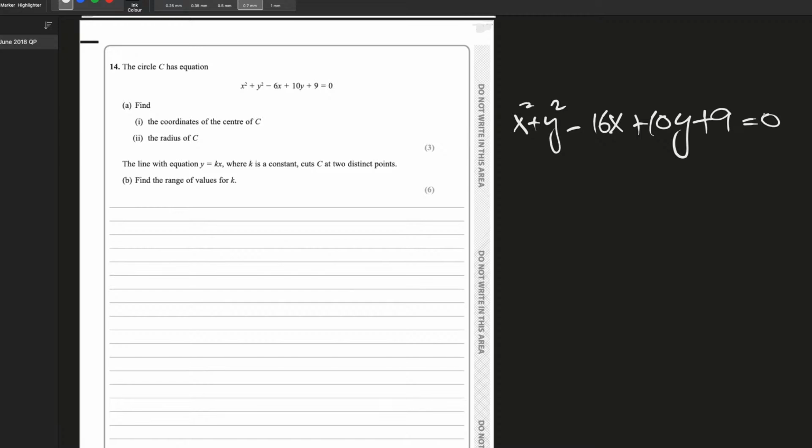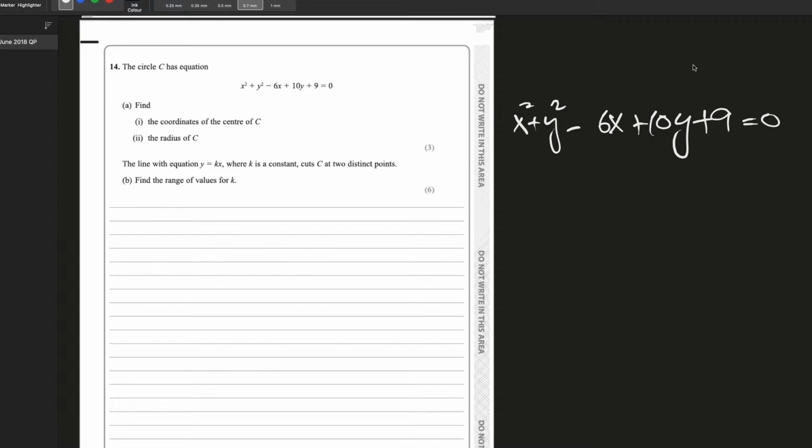So how do we find a center? How do you find the coordinates for that? So this is minus 6x, not 16. So let's look at it very well. This is minus 6x, not 16. All right. So, how do we find the center of a circle?